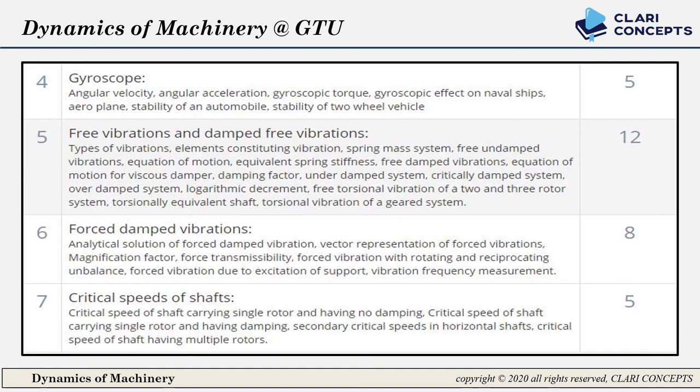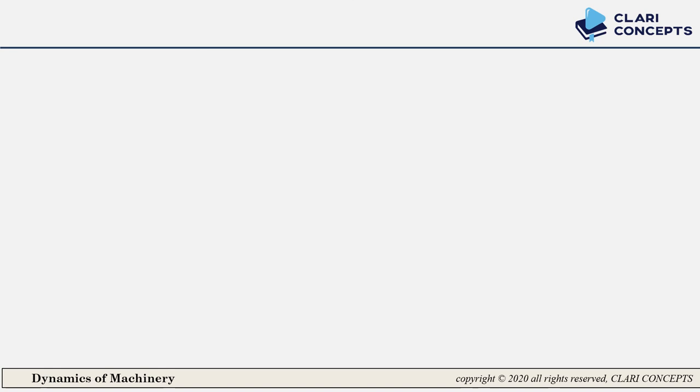In the fifth chapter, free vibration and damped free vibration, you will learn how to apply force in the starting so the system vibrates by restoring that force. In the sixth chapter, forced damped vibration, you will learn how to apply continuous force to any system and also to resist this vibration. In the 7th chapter, critical speed of shaft, you will learn how a shaft is bent by rotating any element or applying any extra load. So here your syllabus is completed, with 7 chapters.